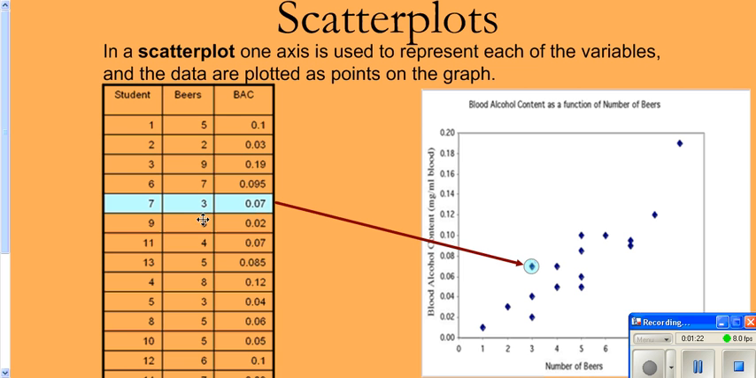So for this particular one here, you had 3 beers, so you want to go 3 units to the right, and your blood alcohol level was 0.07. So you go 3 units to the right, and you go 0.07 up. This one here had 5 beers, and it was 0.1. So you go 5 over, and you go up 0.1. And so on, and you plot all these.